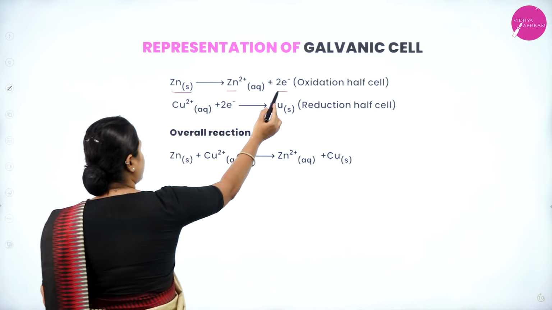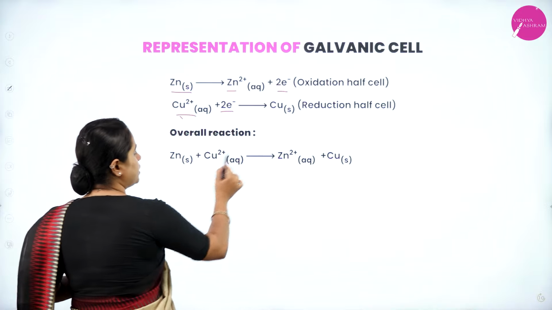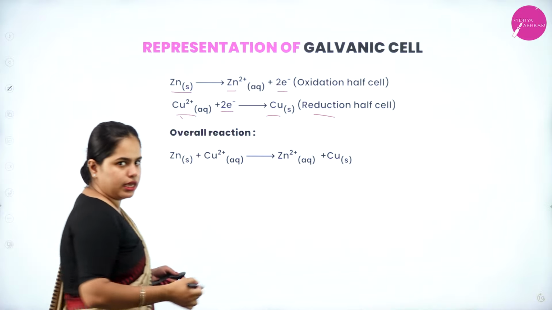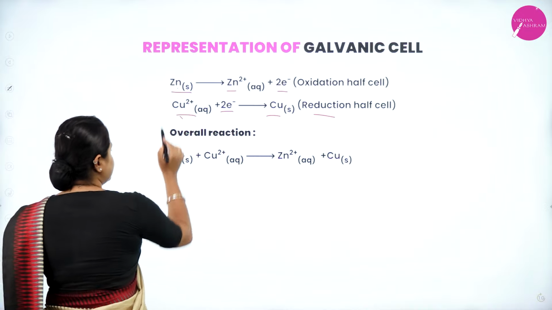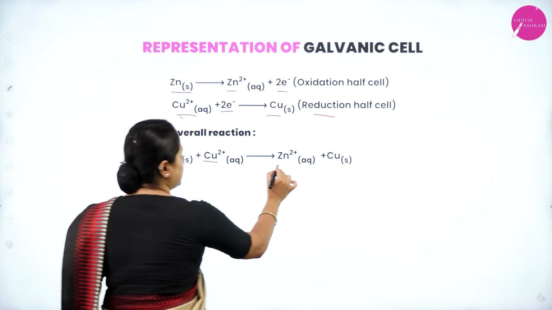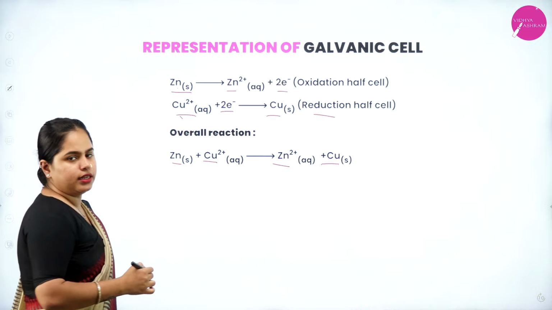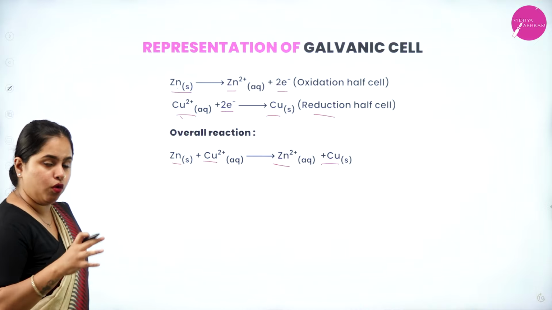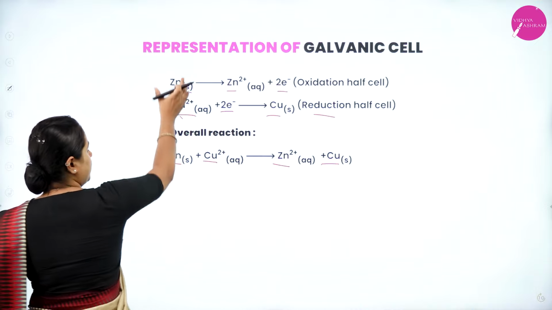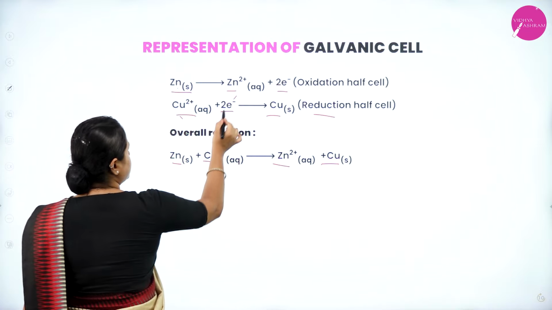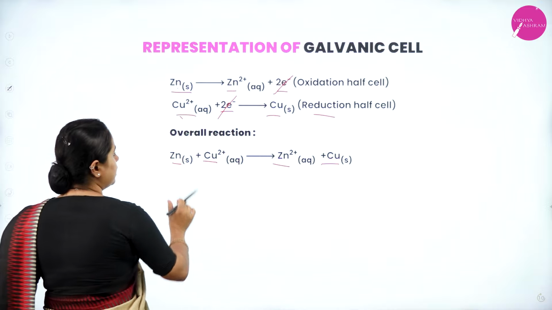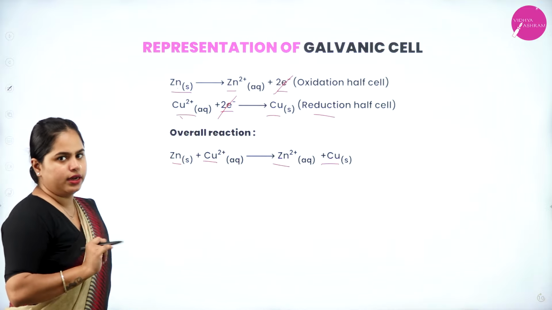Now, these 2 electrons are being accepted by Cu2+ to form Cu, wherein reduction is taking place. Now, what is the overall redox reaction which is taking place here? Zinc plus Cu2+ gives Zn2+ plus Cu. Right. So, this is the overall redox reaction. On the left side altogether I have written here, and on the right side I have written here. So, you can see this 2 electron and 2 electron will get cancelled. So, that is how you get the overall reaction.